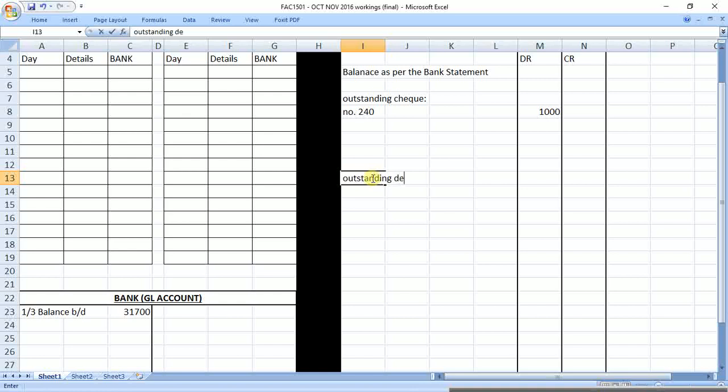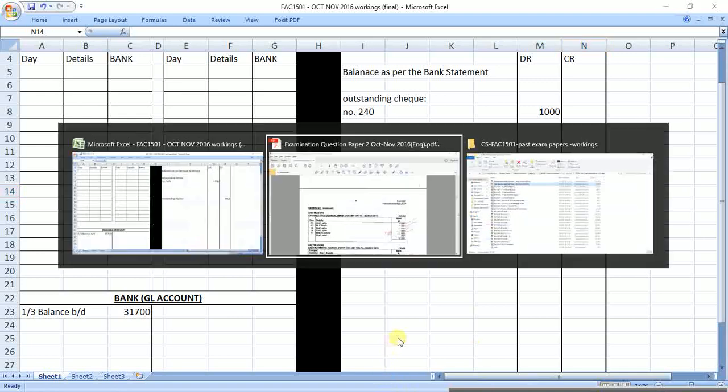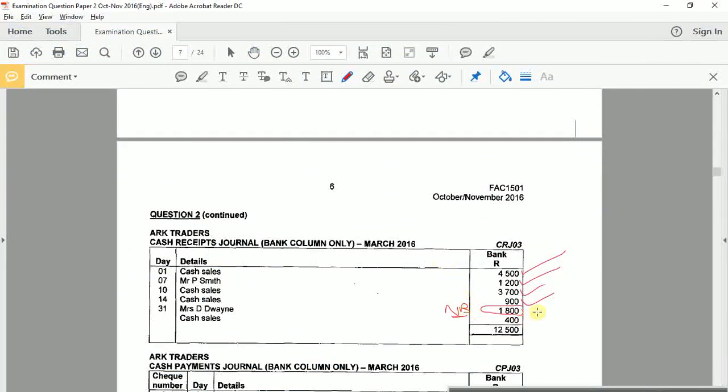So what is that going to be viewed as? Outstanding deposits. And the outstanding deposit is going to be what? A debit or a credit? Credit. Yes. Because it's outstanding, so it must still be added to your bank balance. Makes sense? Yes. Okay, next. 400. Is 400 there? No. So what do we do?